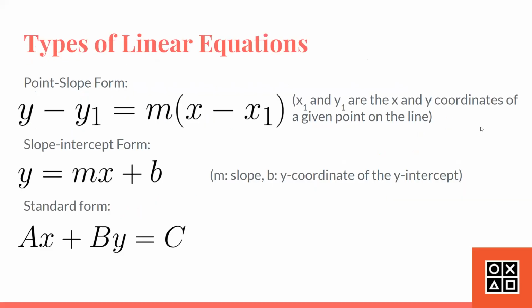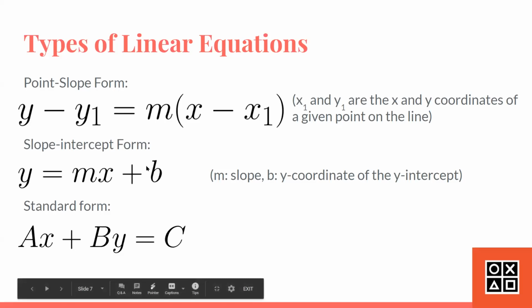Types of linear equations. There are three types of linear equations. The first one is called point-slope form, which is y minus y1 equals m parentheses x minus x1. And x1 and y1 are the x and y coordinates of a given point on the line. The second type is slope-intercept form, which is y equals mx plus b. M is the slope, b is the y coordinate of the y-intercept. And the third type of linear equation is the standard form, which is ax plus by equals c. We'll go over all of these types of linear equations next.